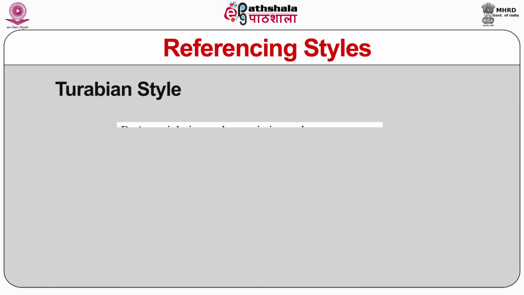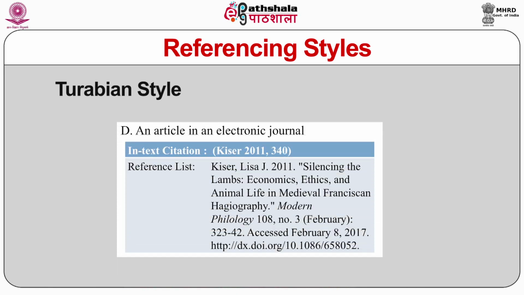In case you have an article in an electronic journal, the in-text citation will be the last name, year with the page number, and in the references, the details of the author, the year, the title, then the name of the journal, the issue, the volume, the month, the page number, and lastly the date of access of the web page, followed by the complete web address.